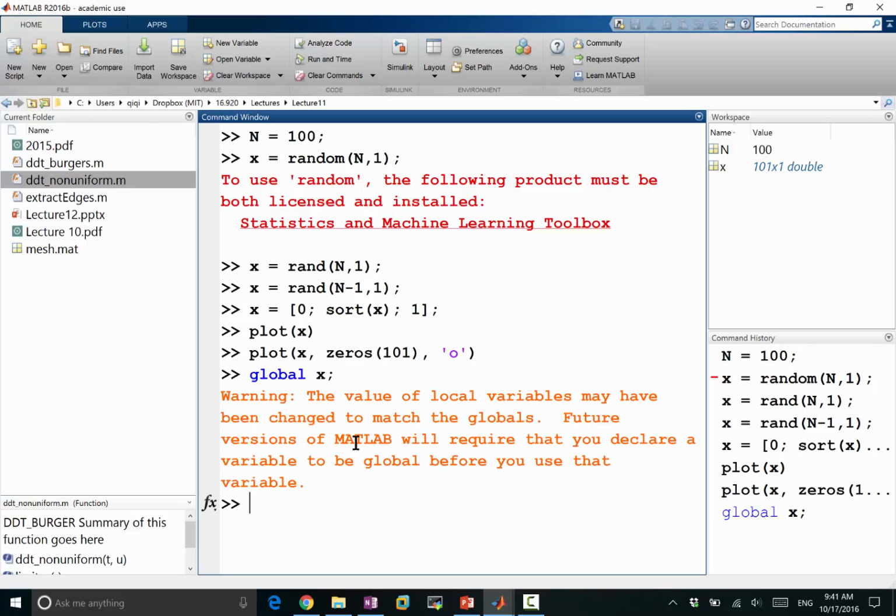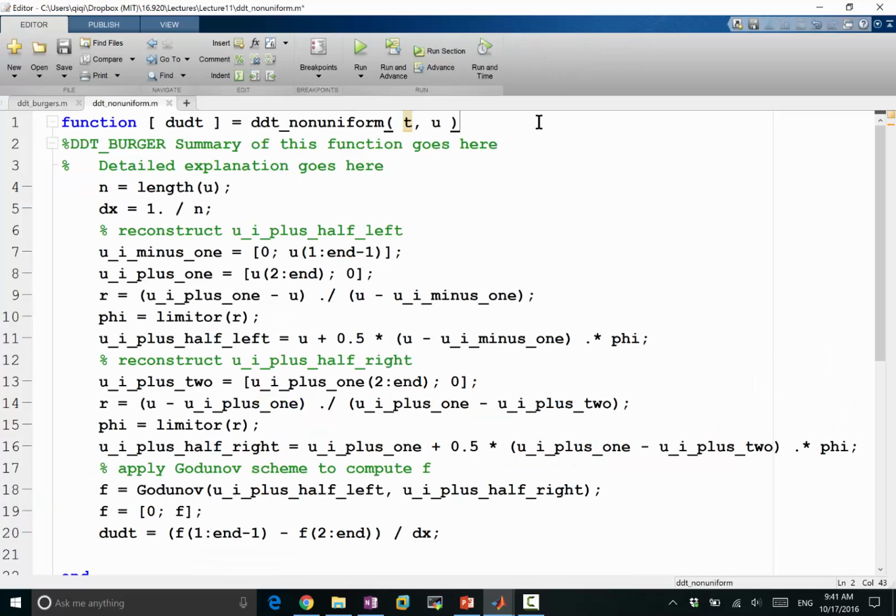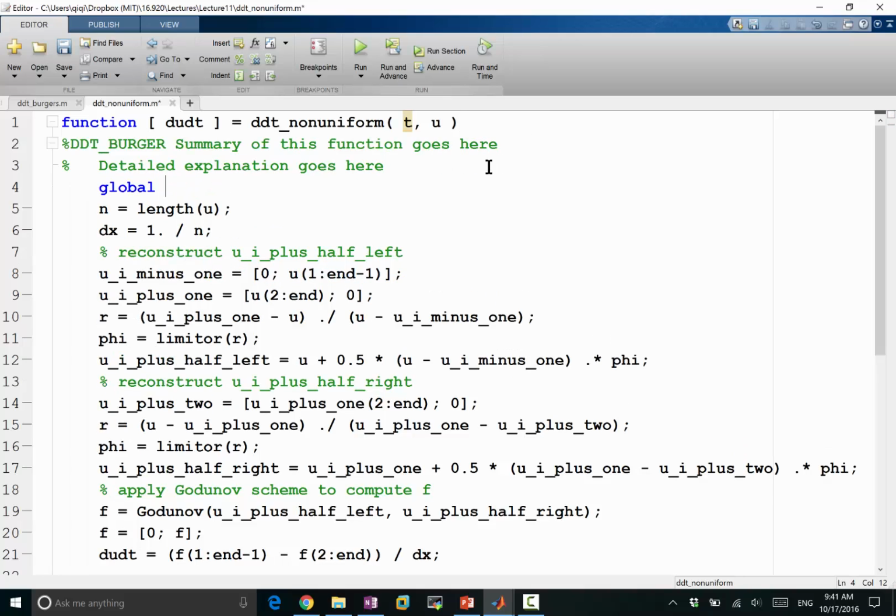Let's make x to be global so that I can use this in the function. So let me make global x. N is still going to be the length of u, that's right, and the dx is now x of 2 to n minus x of 1 to n minus 1. So this is my dx, which is no longer a constant, but a length n array.